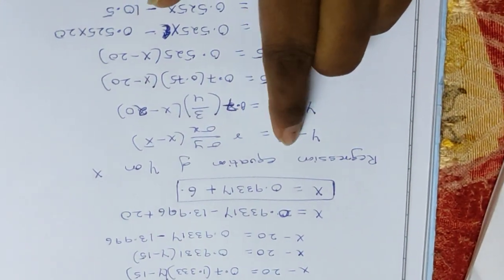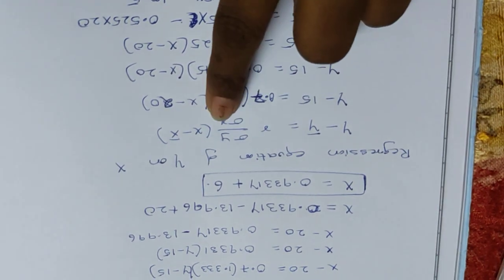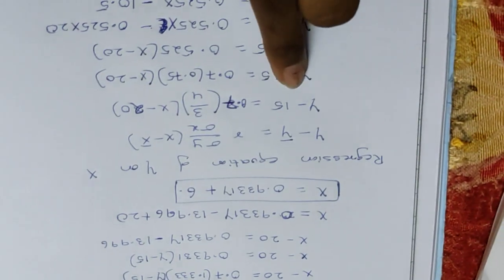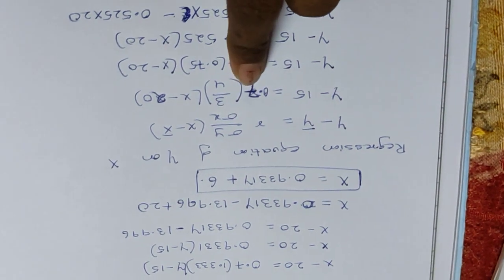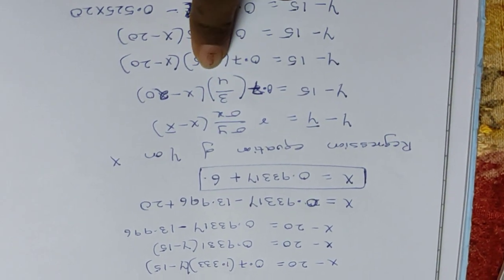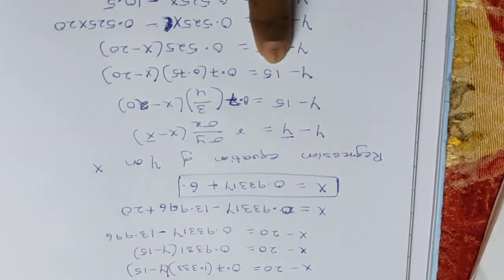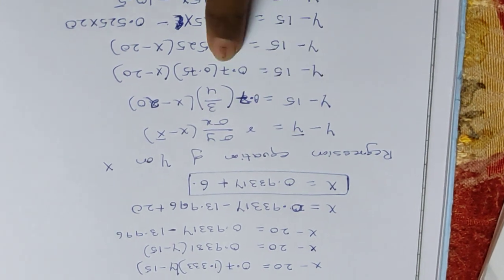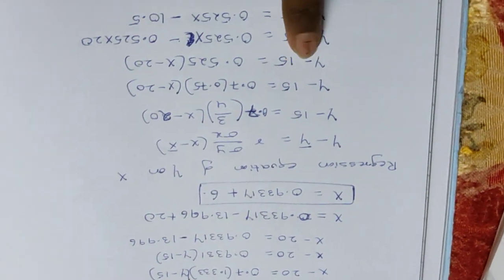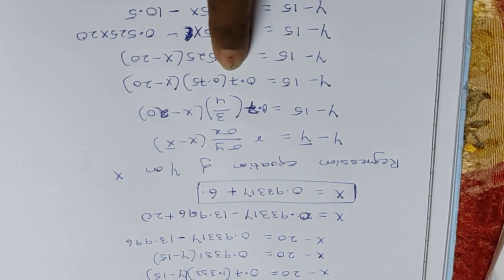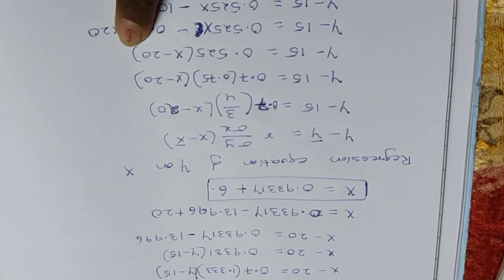Next, the second equation. Again, for the second equation we have to calculate the regression equation of y on x: y minus y bar is equal to r sigma y by sigma x into x minus x bar. So y bar is 15, r is 0.7, sigma y is 3, sigma x is 4, x bar is 20. Now again the same thing: y minus 15 is equal to 0.7 into 3 divided by 4, which is 0.75, into x minus 20. So 0.7 into 0.75 is 0.525, into x minus 20.